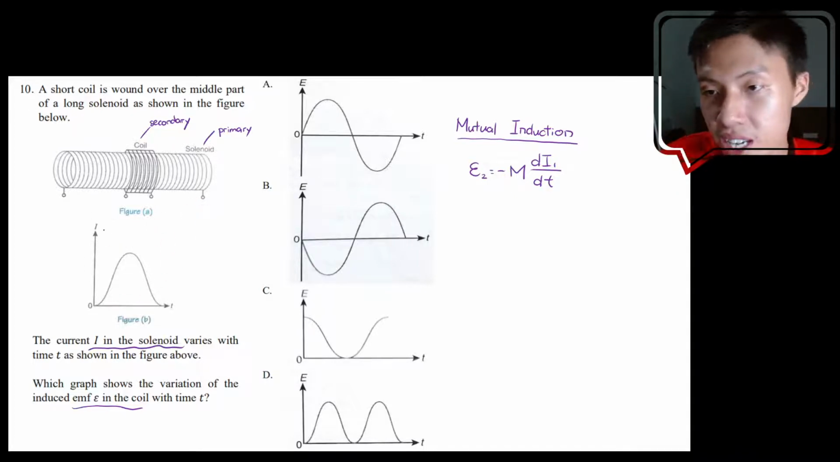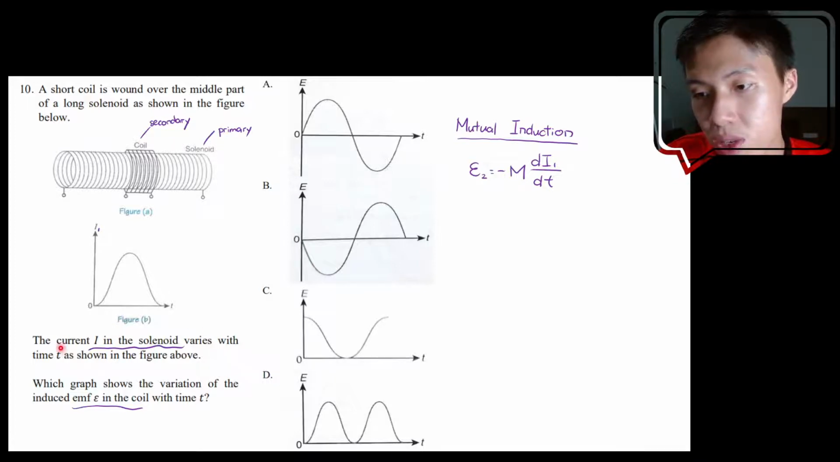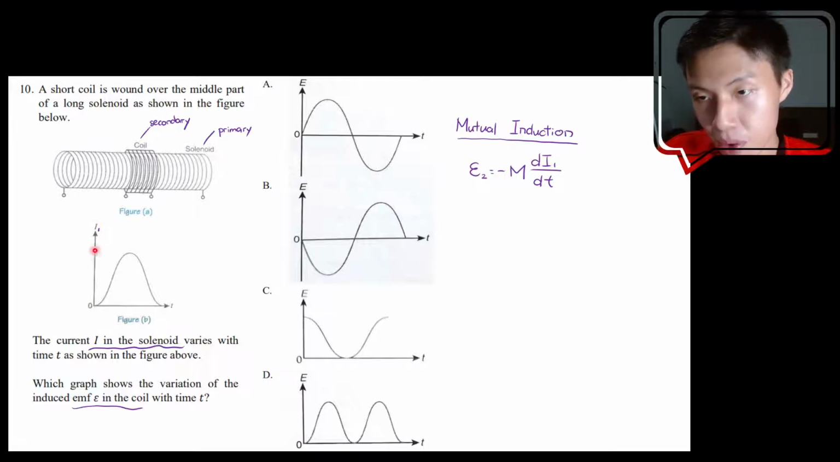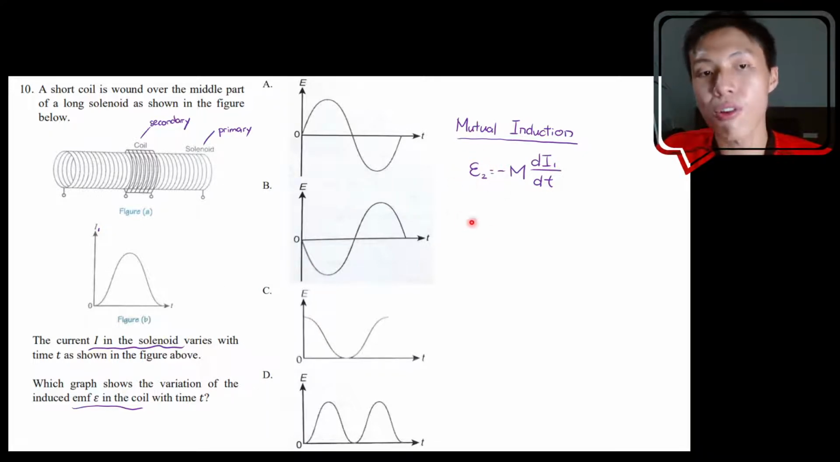You can call this I1 also, because this is the current in the solenoid varying with time. This is just how I1 is going to change with time. So we know that if you differentiate the graph of I1 with time, that means you find the gradient across the whole graph, then you negative it, then you get the answer for epsilon 2, the EMF induced in the secondary coil.